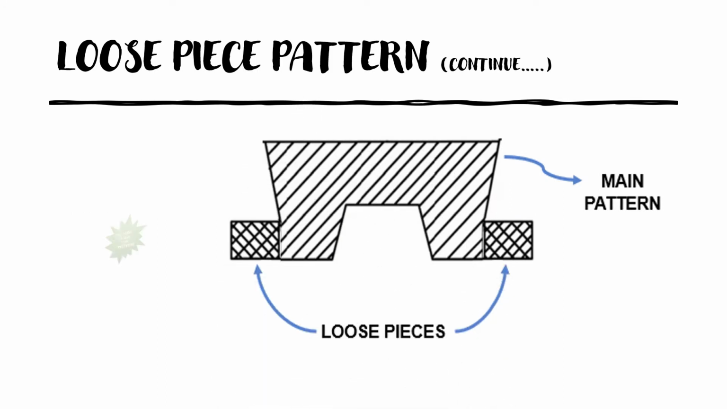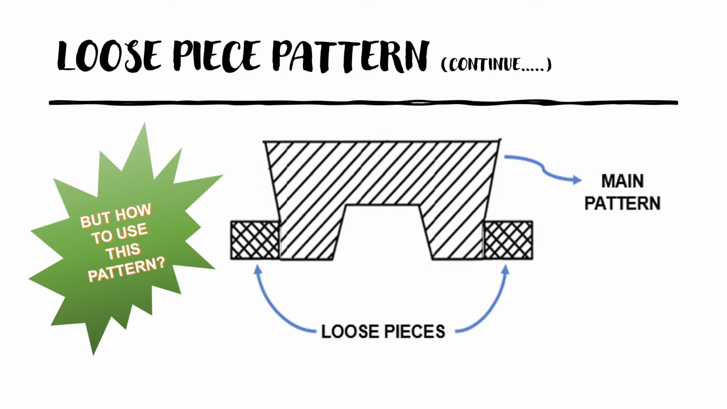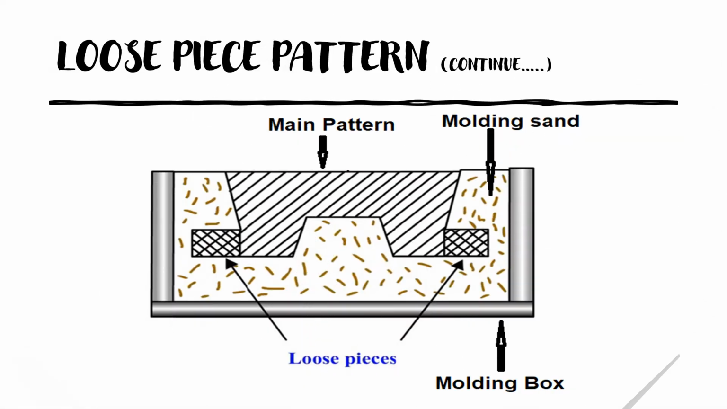Now, let's understand how to use this pattern for mold preparation with one example, step by step. In this figure, you will see that the pattern is surrounded by the molding sand, just like this. And molding sand and pattern are kept inside the molding box. Now, understand how this pattern is removed from the mold box.